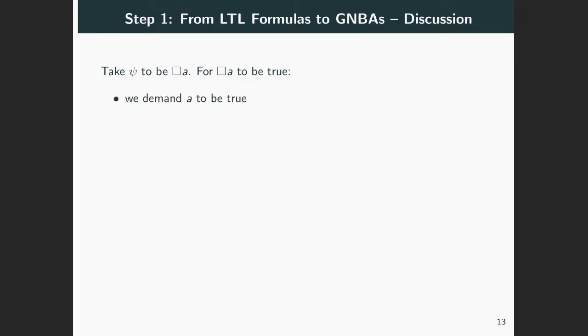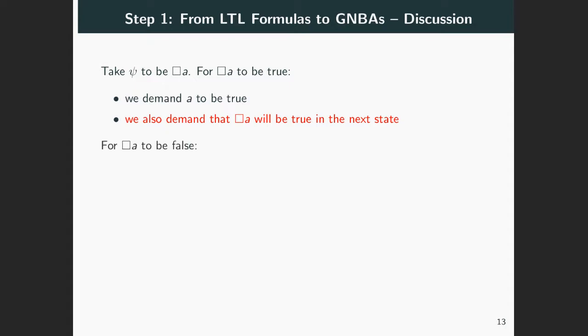Well, to have always A true, we certainly have to demand that A is true right now, in the current state. And we'll also demand that always A is true in the next state. Of course, when we move to the next state, meaning the next state will become the current state, we'll demand that A is true there as well, and so on. But right now, from the perspective of our current state, all we can ask are these two things, that A is true right now, and always A will continue to be true in the next state.